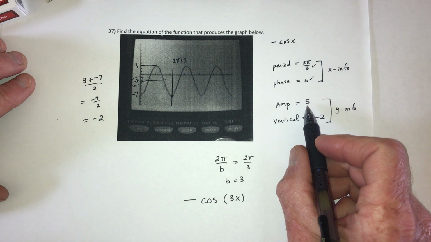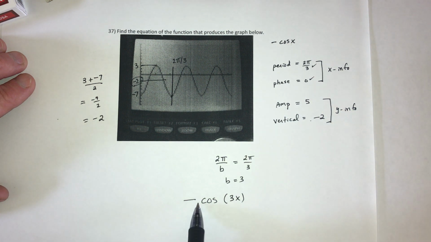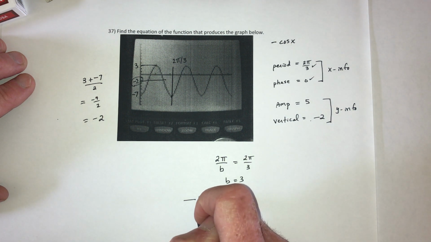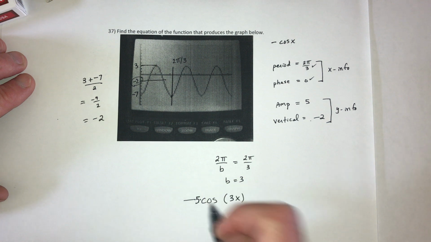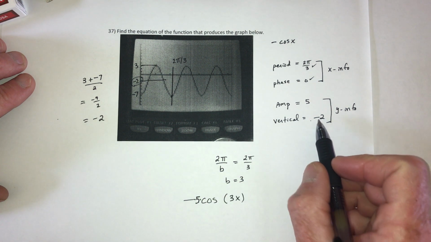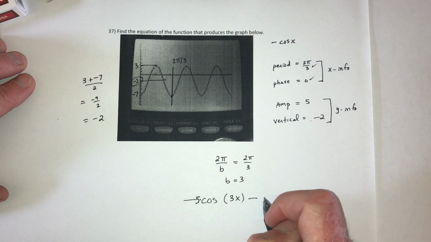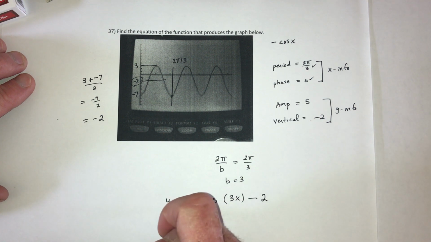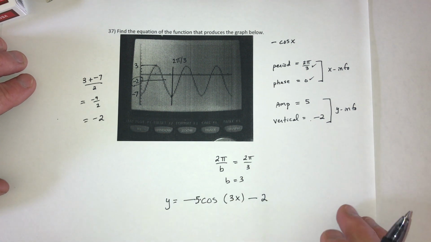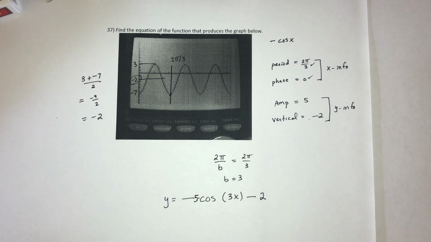And now on to the y information. So the amplitude is 5. So right here, I need to sneak in a 5 right here. And the vertical shift is negative 2. And you could put the negative 2 at the front or at the end. And that should do it.